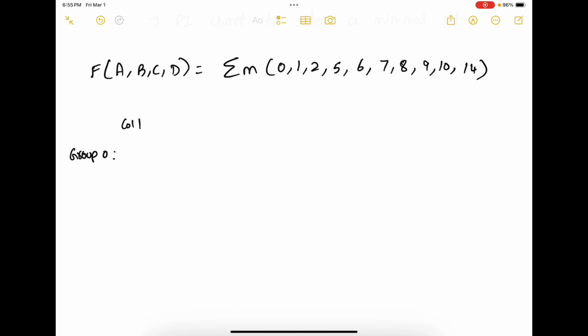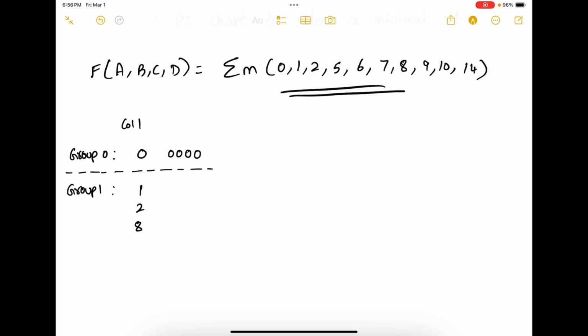In group 0, you will have all the minterms that have 0 number of ones. In this case, only minterm 0 has 0 number of ones, which is basically 0, 0, 0, 0. Next, we go for group 1. Group 1 consists of all the minterms which have exactly one 1 in its minterm expansion. So in this case, we have minterm 1, minterm 2, and minterm 8. So just look at the minterms that you are given here and put them here on the left hand side or in column 1.